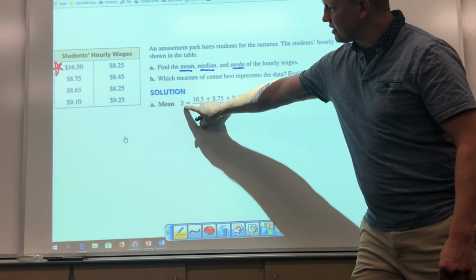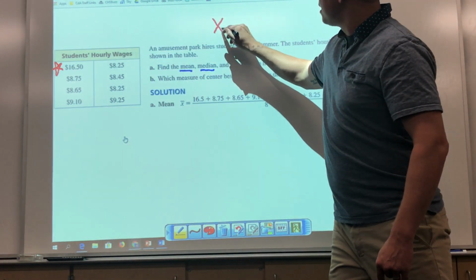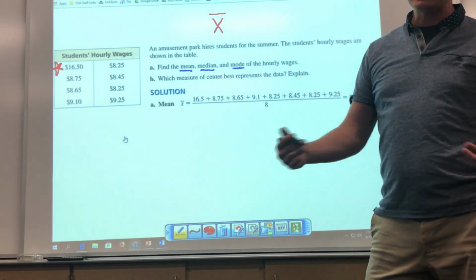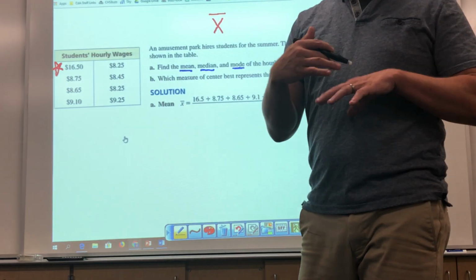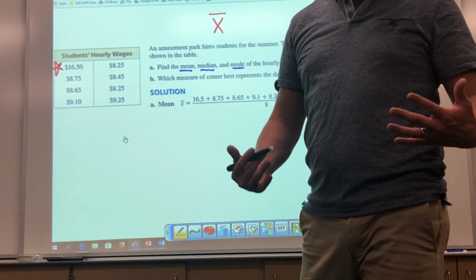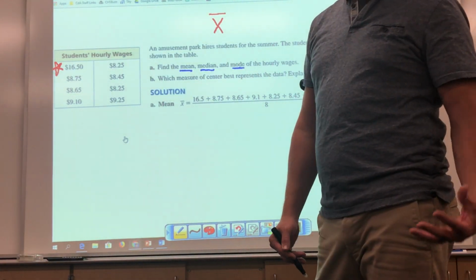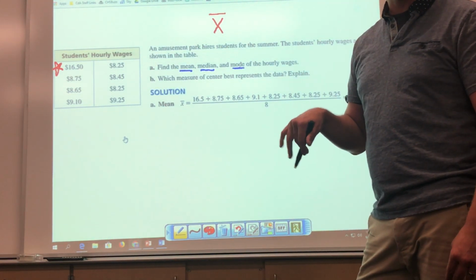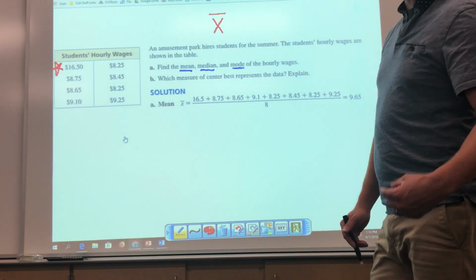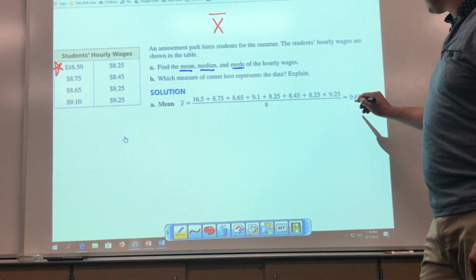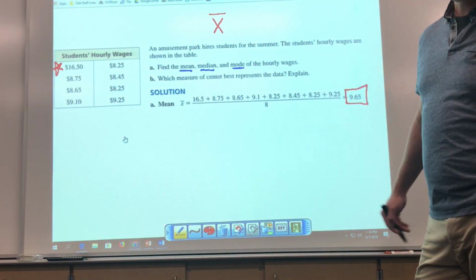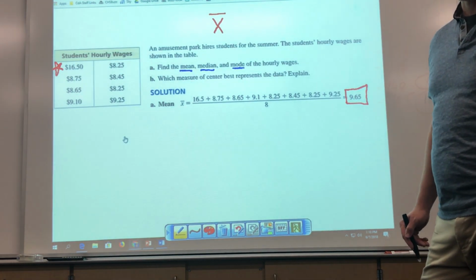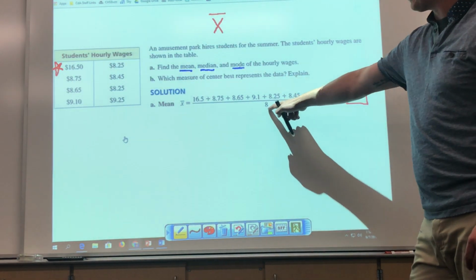You notice that this symbol right here is X bar. X bar is another way of just saying the average or the mean. Mean is just averaging all the numbers together. So hopefully that skill is not too hard to figure out. Just add them all together and then divide by the number of numbers that are present. In this case, I like to put boxes around my final answer, 9.65. Add them all together, divide by 8.